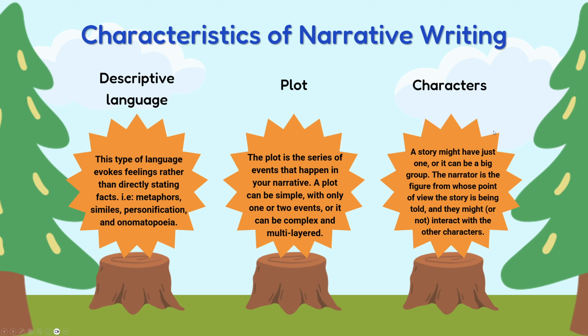Okay, and then characters. The story revolves around those characters. A story might just have one main character, or it can be a big group. For example, the movie like Fast Furious 2, we have several main characters, or maybe they can only have one main character. For example, the movie about Spider-Man. So the Spider-Man is the main character. So that is what we call protagonist.